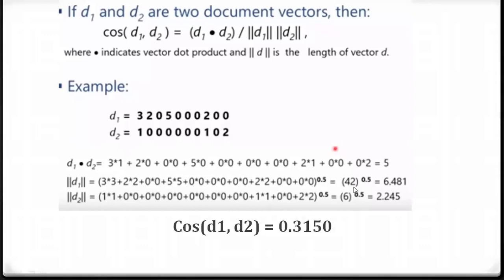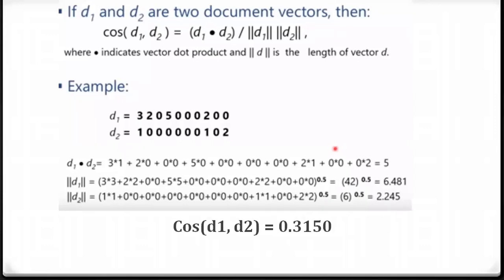So it's square root of 42, which gives 6.481, and the value of mod d2 is square root of 6, which is 2.205. So when you apply these values here, d1 dot d2 is 5 divided by 6.4 into 2.2. So you get the value 0.3150.